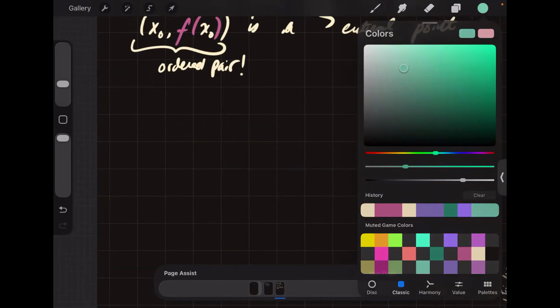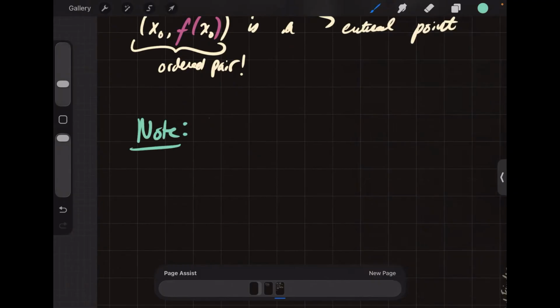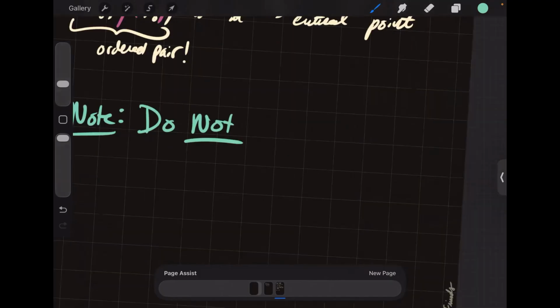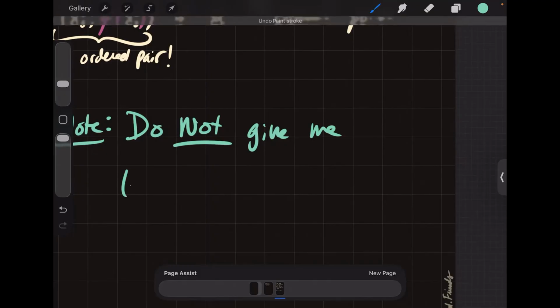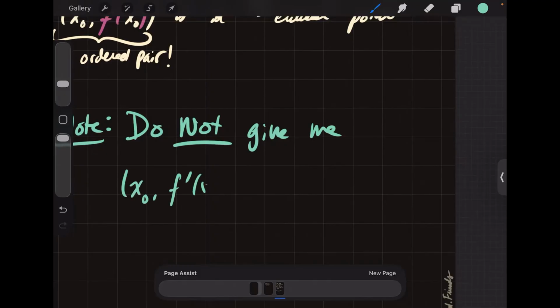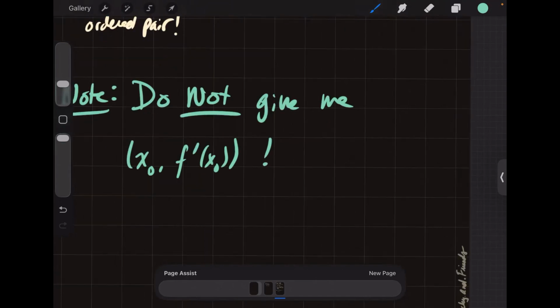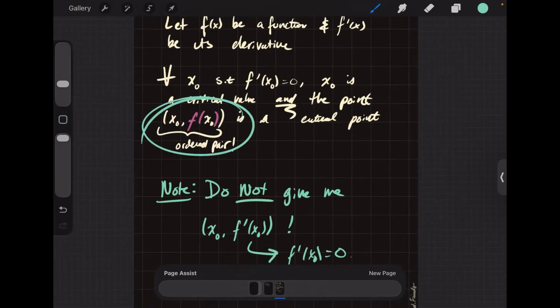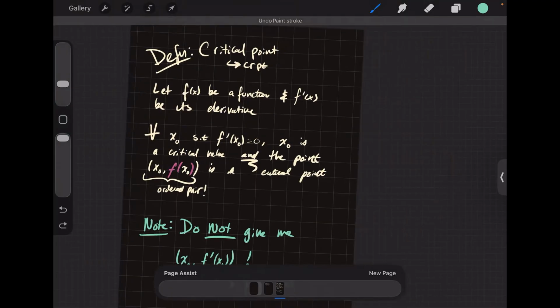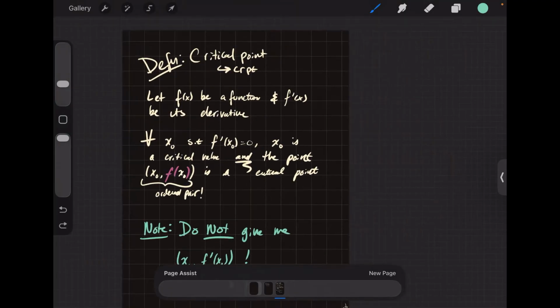Note, do not give me x naught comma f prime of x naught. Why? f prime of x naught is going to equal 0, always, because that's how we defined it. Do not give me f prime of x naught as your y value. Always f of x naught, the original function. We'll show you why it's important in a second.